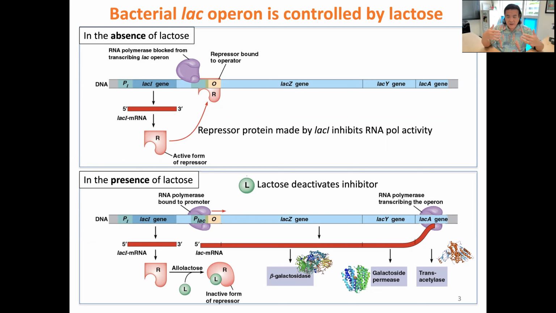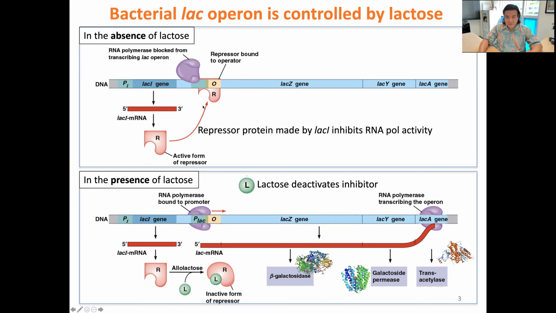So why would the bacteria want to bother using valuable resources like amino acids and things like that to make proteins that are involved in lactose catabolism if there's no lactose around, right? It wouldn't. So most of the time, we said that this Lac Operon would be constitutively repressed. Remember, constitutively means sort of like the default state, right?